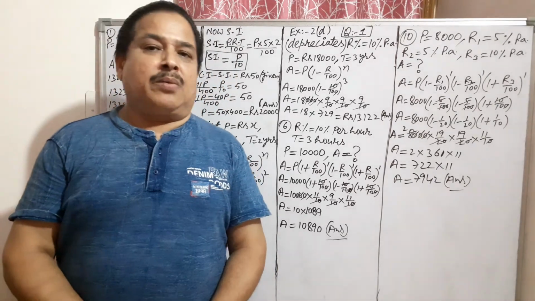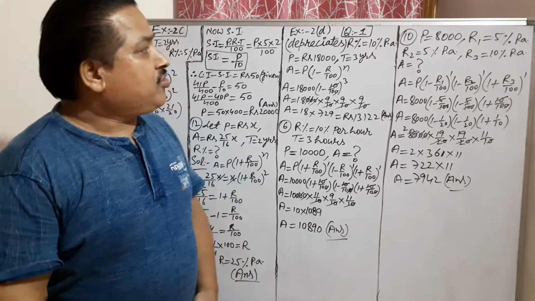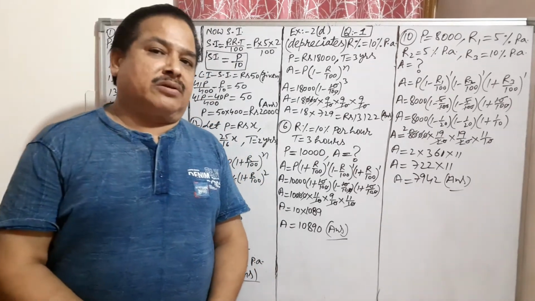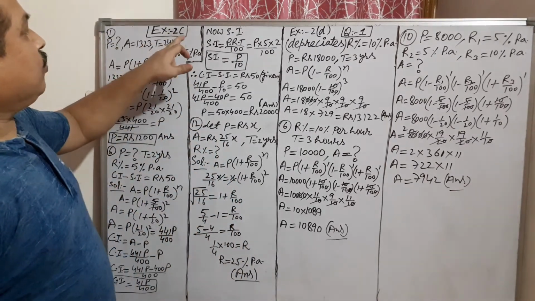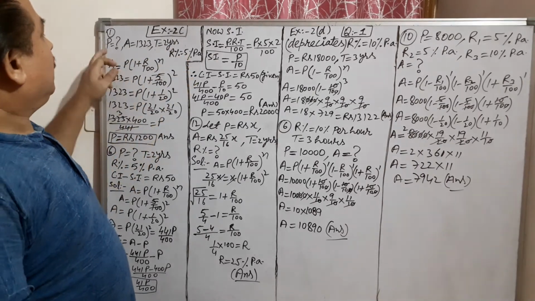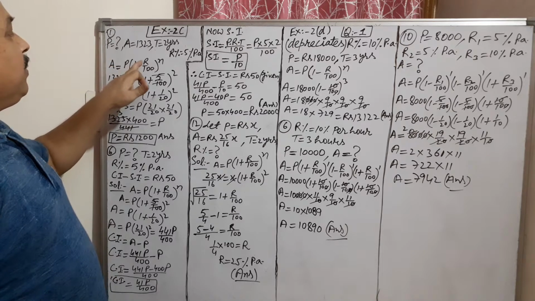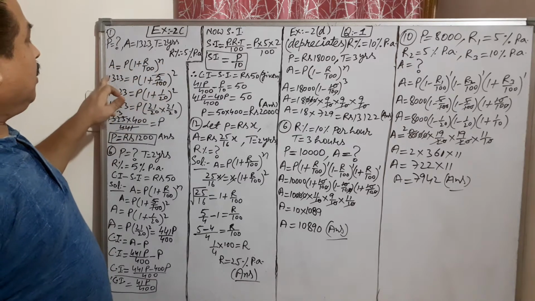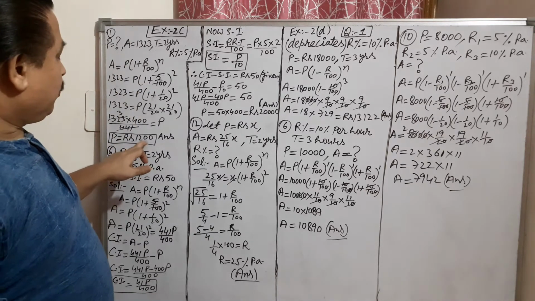Children, today I am starting exercise 2C and 2D, which are based on compound interest. Formulas we have already done. See exercise 2C. Amount is given, time is given and rate is given. Principal we have to find out. So we know the formula A equals P(1 + R/100)^n. Put all the values. So principal will come out as rupees 1200.